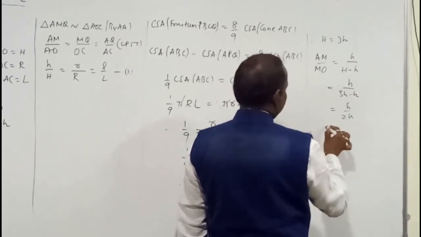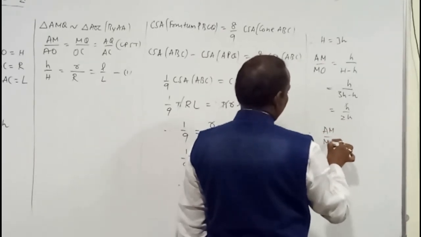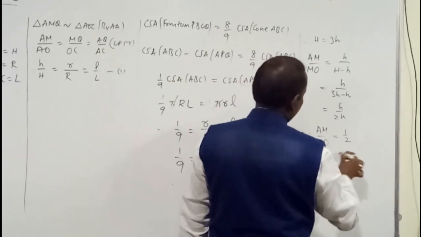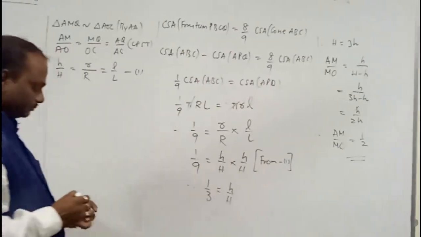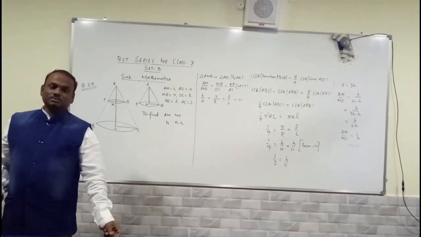So I get AM upon MO is equal to 1/2. This is the final answer. In this way, this sum can be tackled.